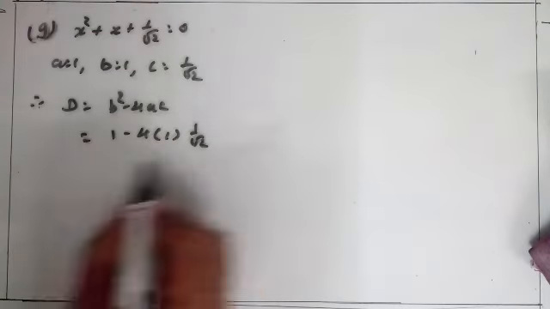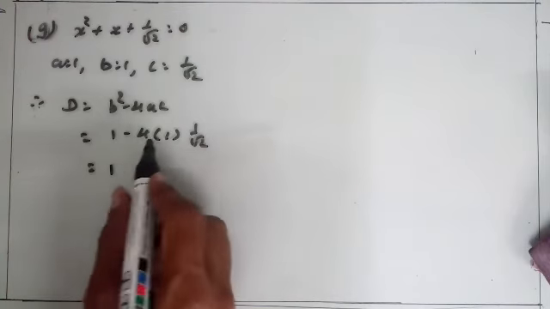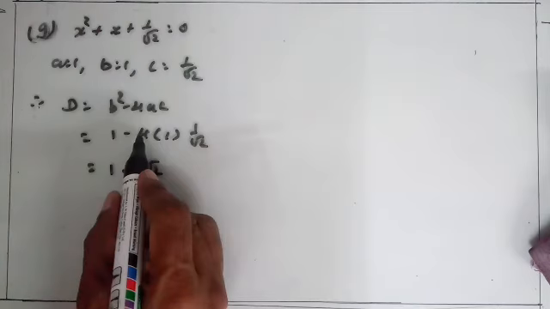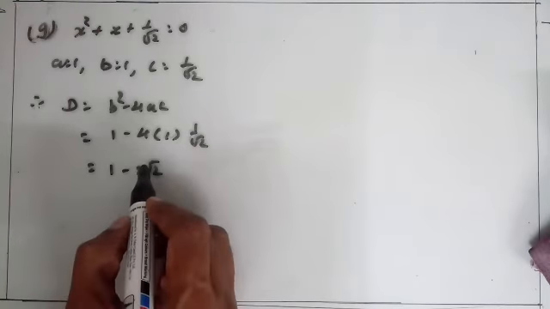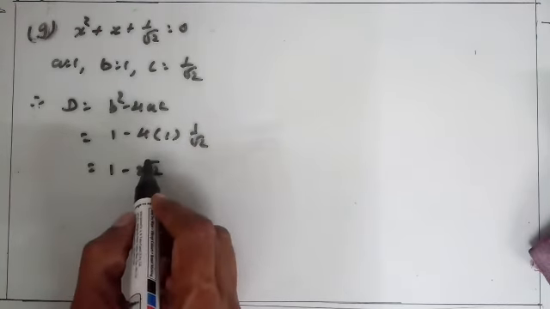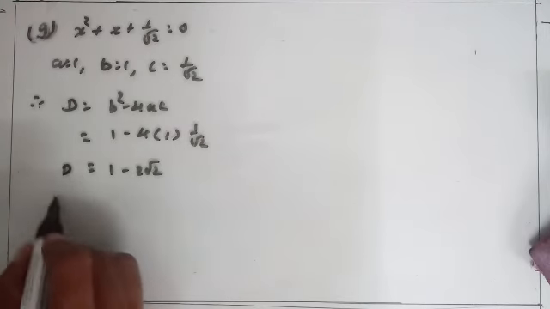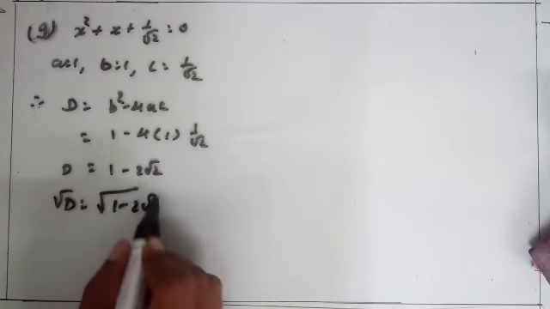So b square is 1 square, 1, minus 4 into a is 1 and c is equal to 1 upon root 2. So here we get 1 minus 4, that is 2 into 2 upon root 2. Clear? 2 upon root 2 becomes root 2. So 2 root 2. Therefore root D is equal to root of 1 minus 2 root 2. Clear this?